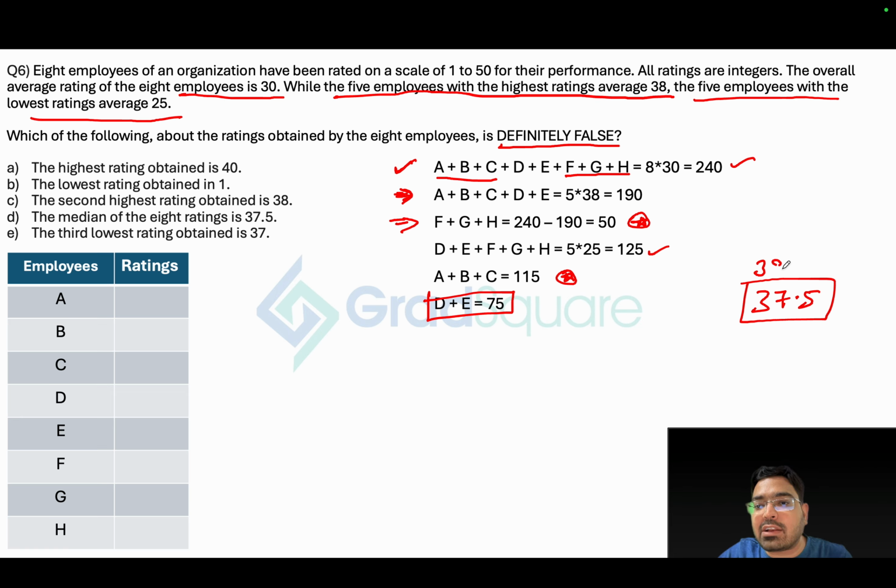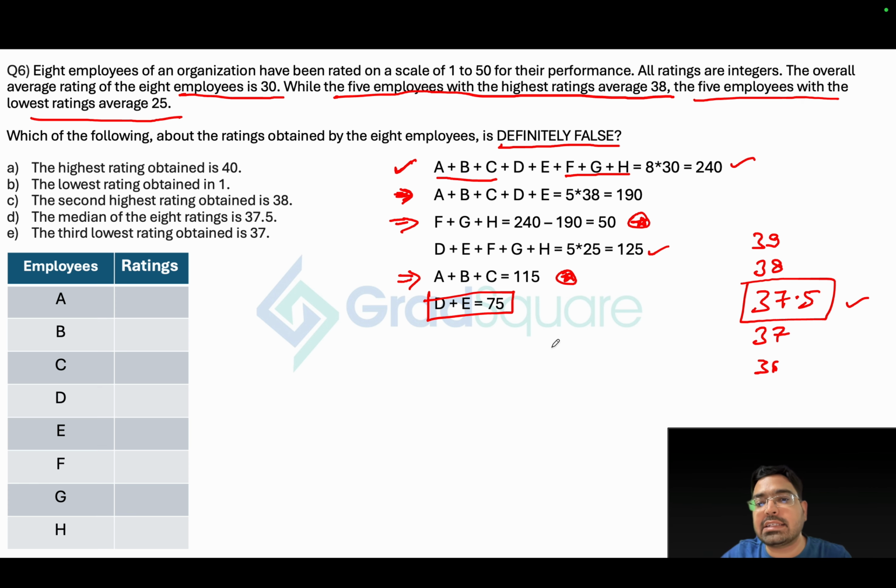That means if one of these individuals, which is individual D, is at 38, in that case individual E will get 37 as the rating. It can be 39, it can be 36, and so on. The average should turn out to be 37.5. That's the idea. Now go to the equation.